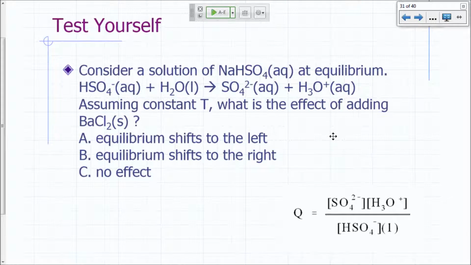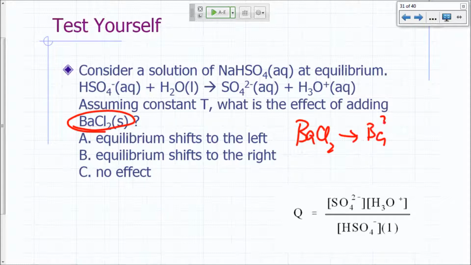What happens if I add barium chloride solid? What does barium chloride do in water? Gives you barium ions and chloride ions. Are we adding any reactant, removing any reactant?